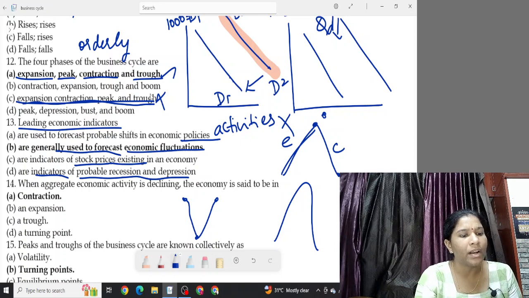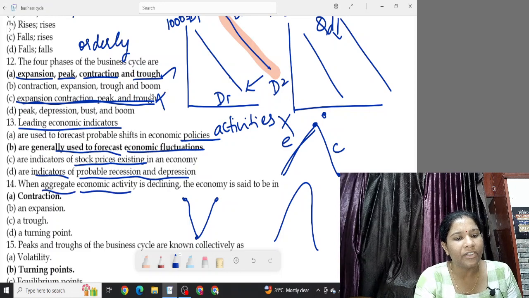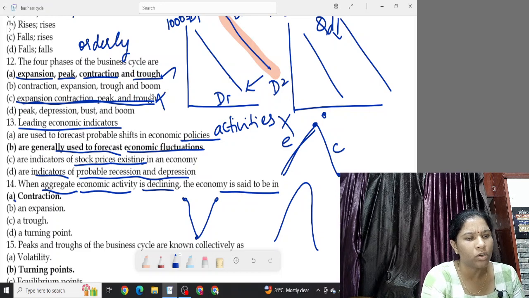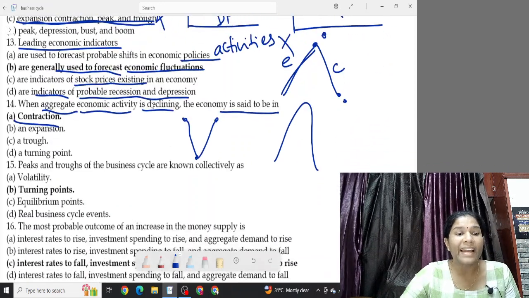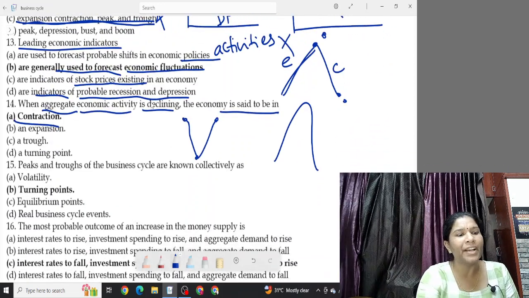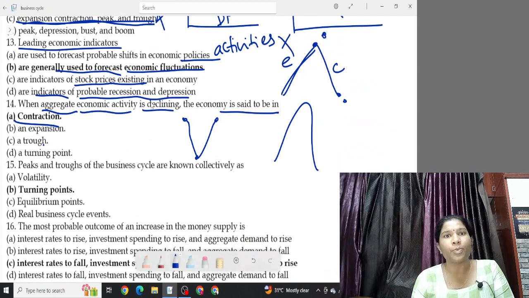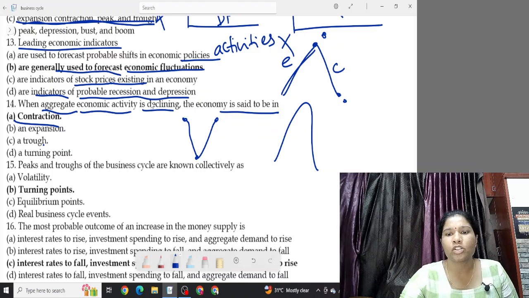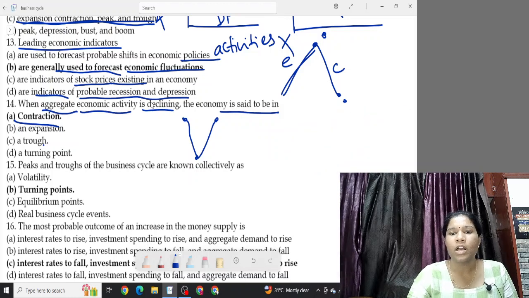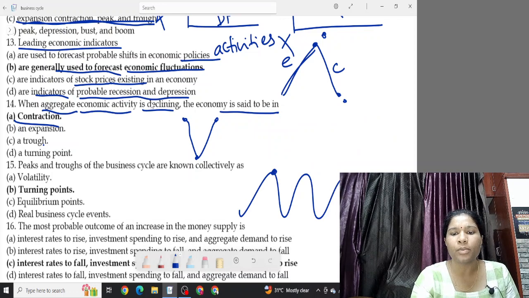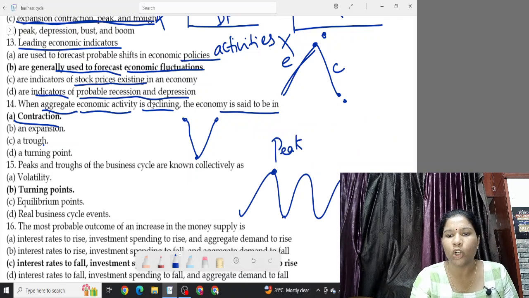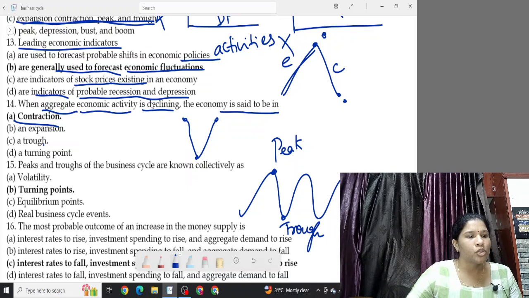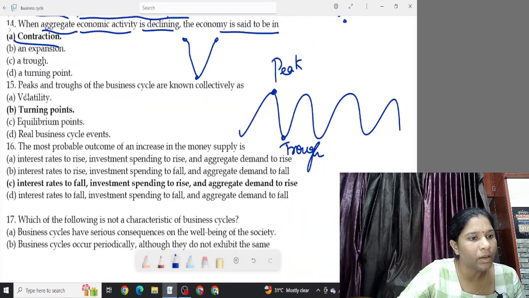The 14th one: when aggregate economic activity is declining, the economy is said to be in what? Definitely in contraction mode only. When aggregate economic activity hits the lowest point, it is the trough. Hitting the upper point and the lowest point is like the circuit going up and down. When we have the uppermost point, it is the peak, and the lowest point is called the trough.